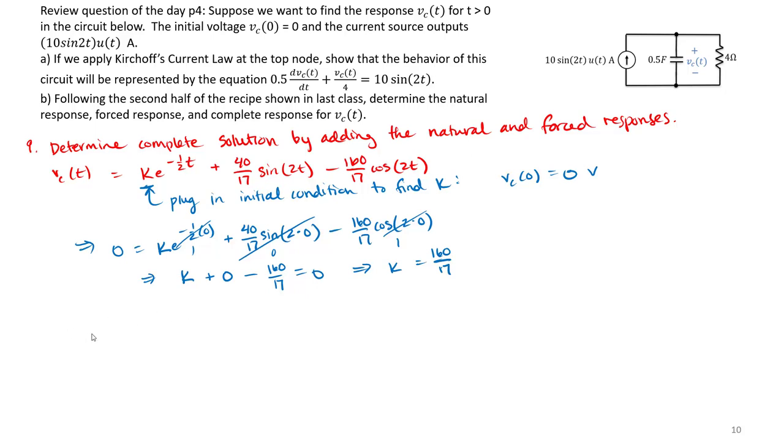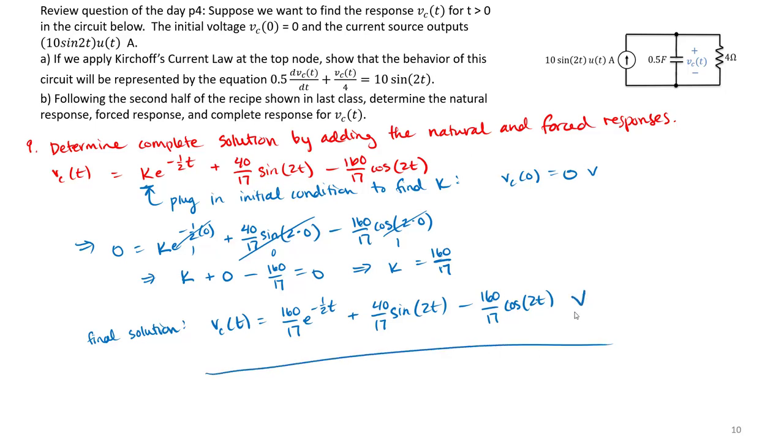And finally, our complete response and our final solution will be Vc of t equals 160 over 17 e to the minus 1/2 t plus 40 over 17 sine of 2t minus 160 over 17 cosine 2t. So there you have it. There's a lot of steps here, and there are definitely multiple areas where you need to be careful of substituting properly and following the correct procedure. But at the end of the day, these questions aren't so bad once you get the hang of the steps.